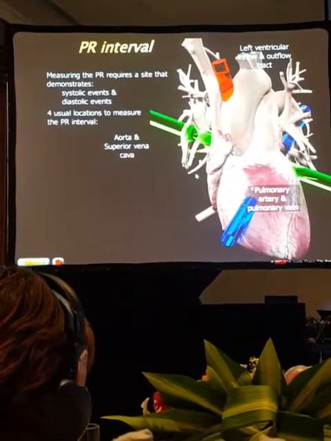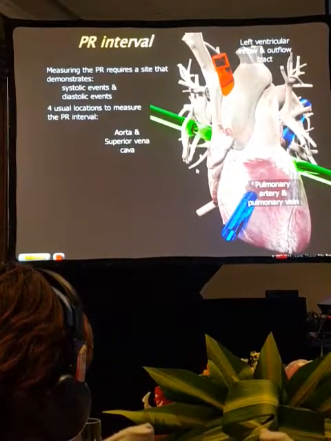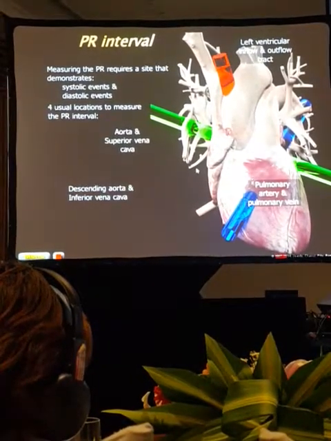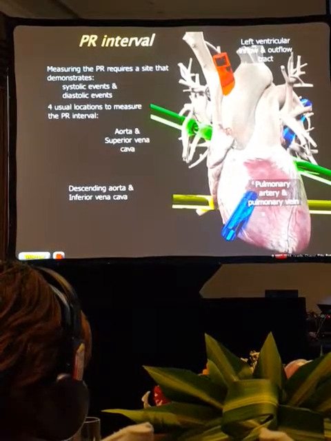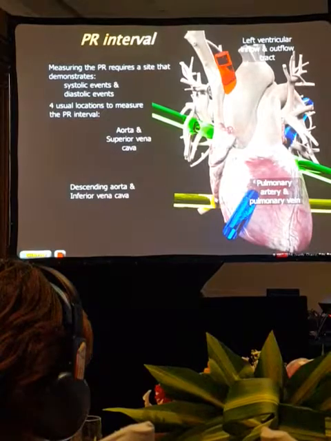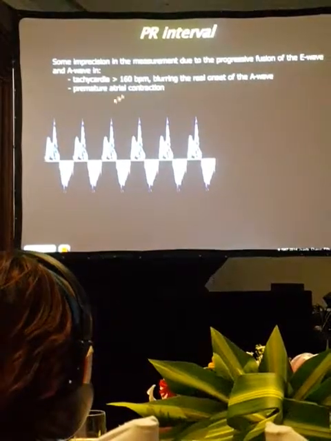Sometimes you have babies that are really obstinate, with their arms around the chest, and you can't get anything. Then you can try going into the distal aorta and inferior cava. It's not quite as pretty. So this is what we're going to be looking at. I'm running out of time, so let me give you just a few more images on that, and then we'll stop.